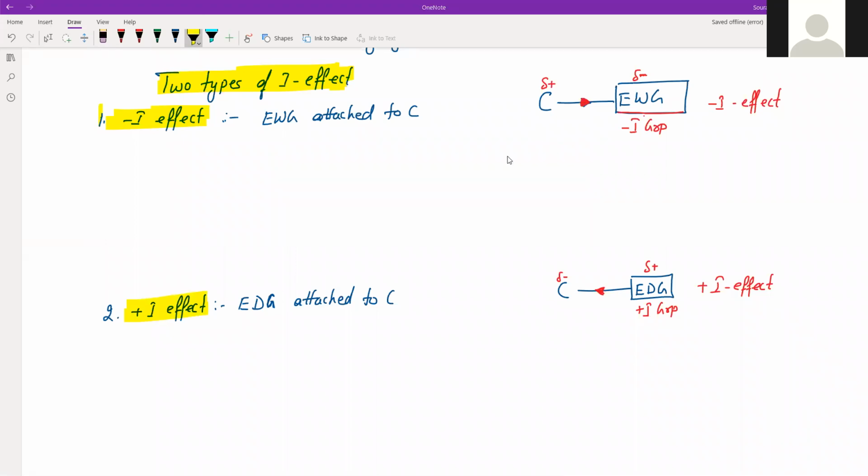Now we should also know what groups will cause positive I effect and what groups will cause minus I effect with respect to carbon. So various groups, and we'll see the decreasing order, or the order of minus I strength. Okay, so groups are like this.